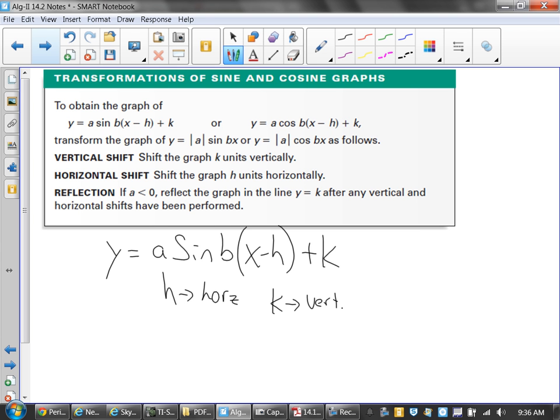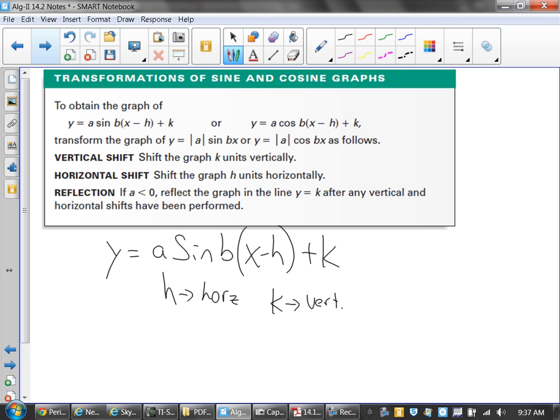Just like every other one of these problems as we've gone through before, the h is always going to be the opposite value, and the k is always going to be whatever it is. So if it's x minus 3, that means you have to move it to the right 3. If it's x plus 3, you move it to the left 3. It's always the opposite signs. K value is always the same.